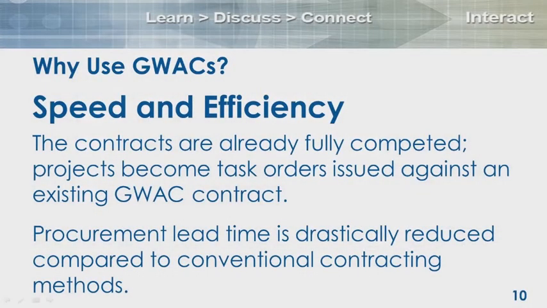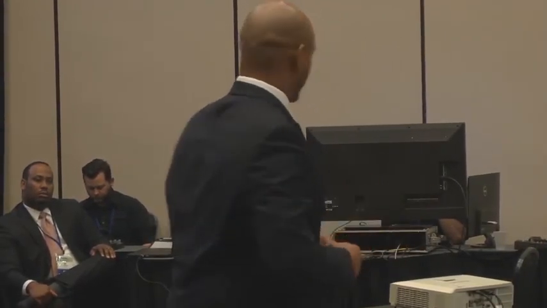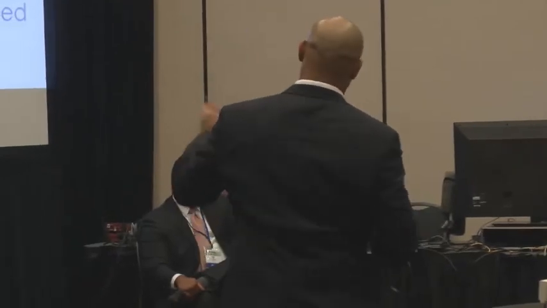So why use GWACs? Speed and efficiency is the first one. I'm not sure if you guys went over to the schedules class earlier today, but issuing a task order against a GWAC as opposed to just doing your own FAR 15 requirement saves time, right? You don't have to go out and put this solicitation on FedBizOpps. You don't have to do a full-blown evaluation. You don't have to do all these things. GSA has done the heavy lift. So just come to us, and if the vehicle is right for you, you can place a task order award against it. Obviously, procurement lead time is drastically reduced.